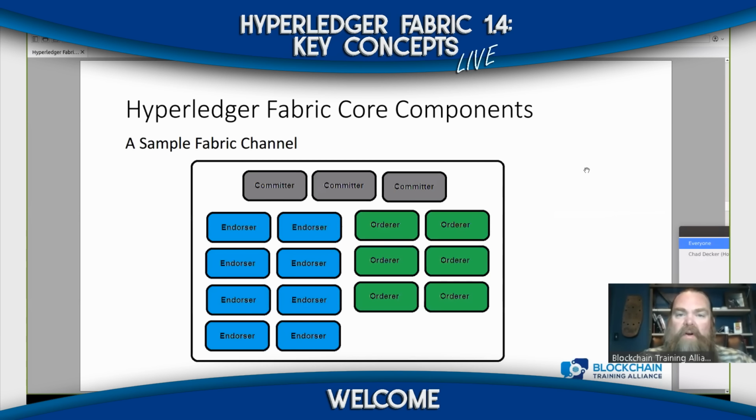So if we look at what one of these channels looks like in Fabric, we would say that, hey, we have some number of committing nodes, some number of endorsing nodes, some number of ordering nodes. The number you have of each one on each channel is completely dependent on what it is you're trying to achieve, who you're working with, and what that business process looks like. So in this simple example I've drawn up here of one single channel, I've got 8 endorsing nodes, 6 ordering nodes, and 3 committing nodes.